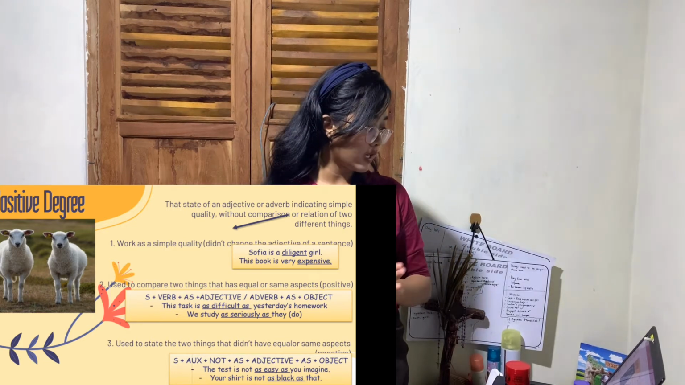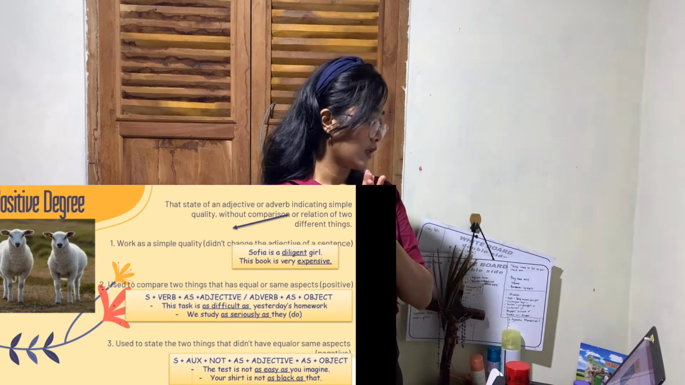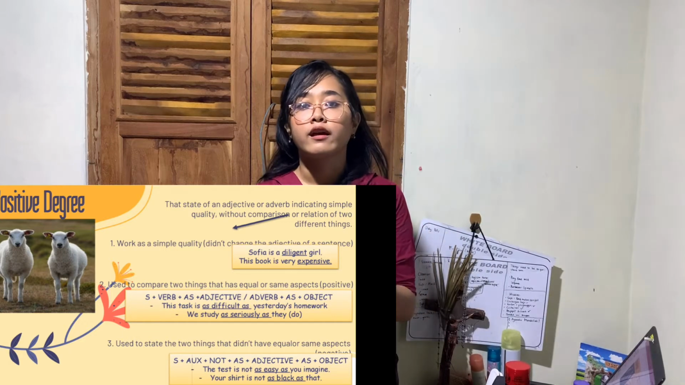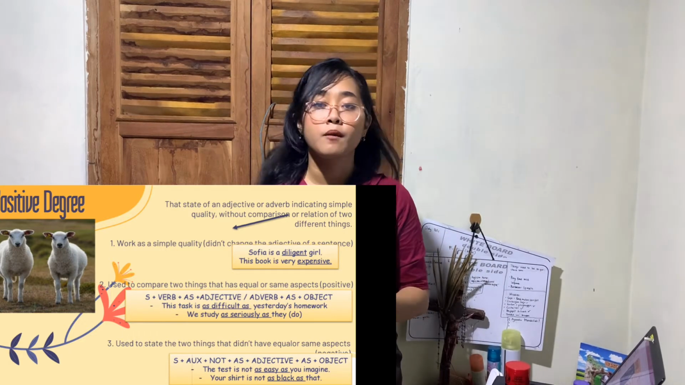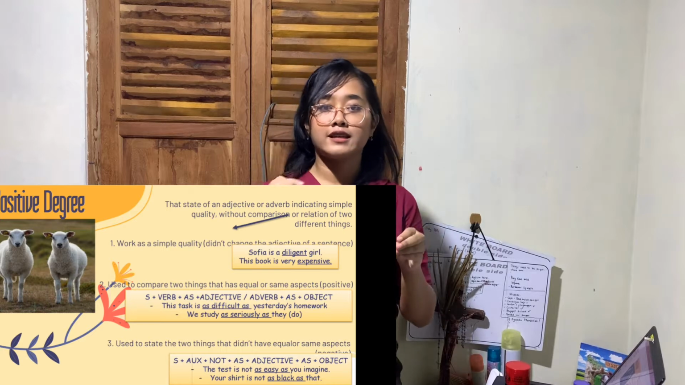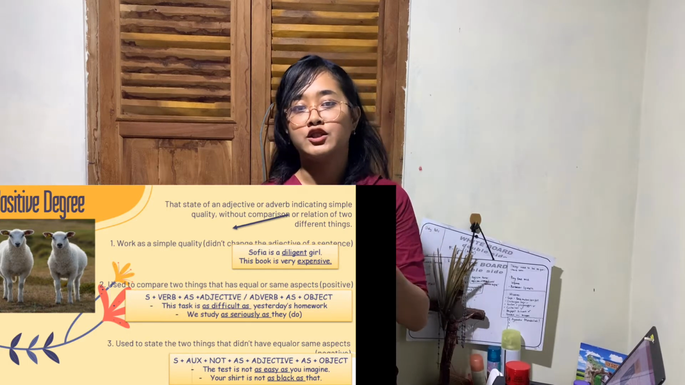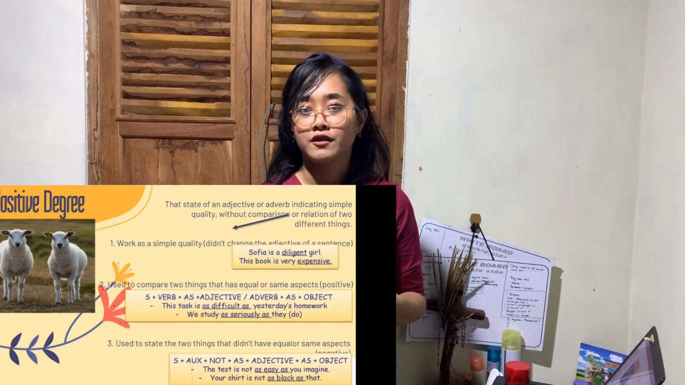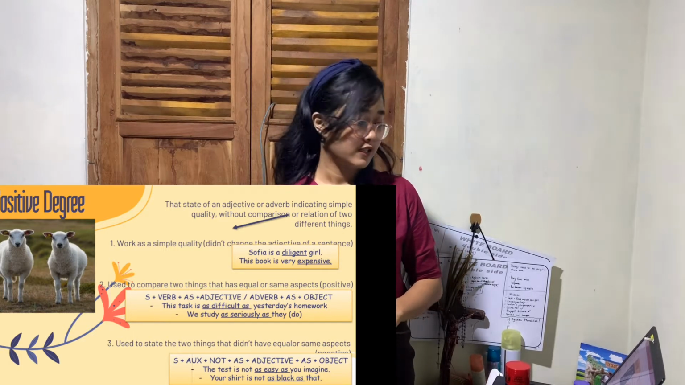So let's take a look at the example first. The task is not as easy as you imagine. So not as easy as: not, and the adjective form of the positive degree in the third function. So is it clear, everyone?